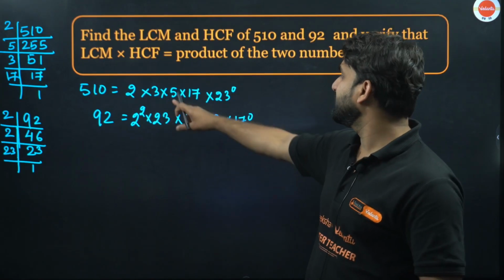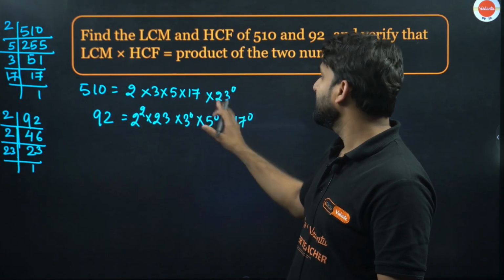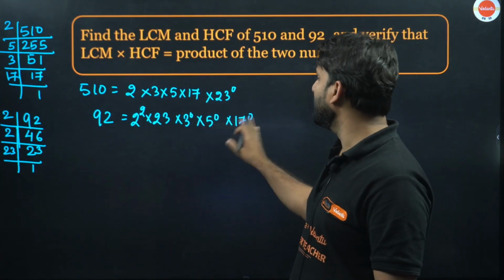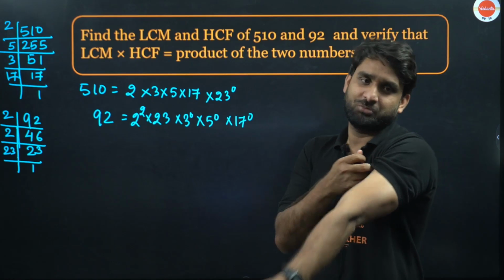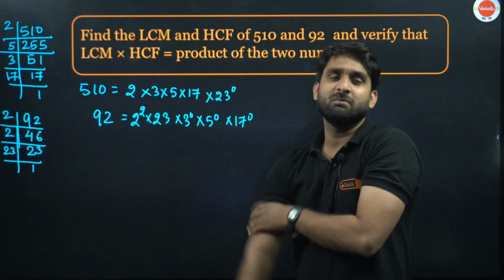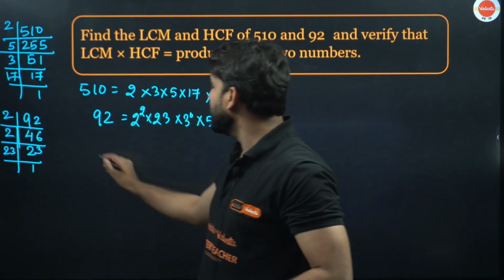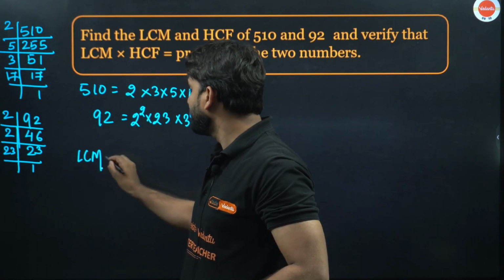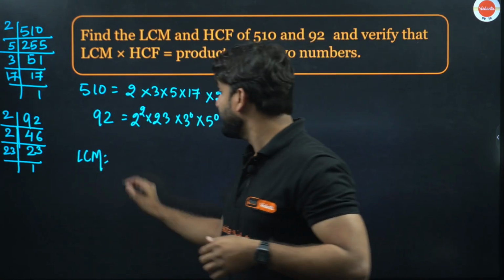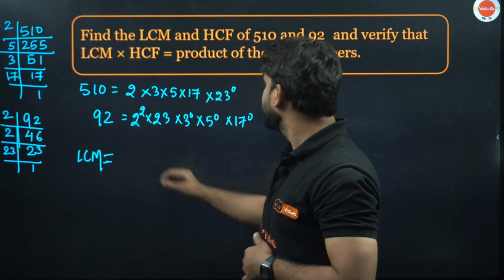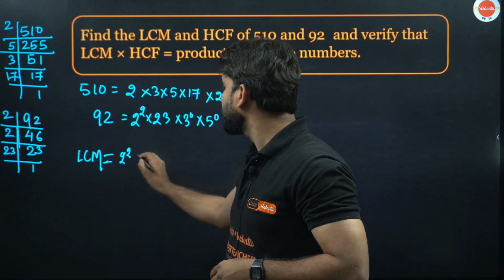2 is there, 2 is there, 3 is there, 3 is there, 5 is there, 5 is there. Yeah, it is a different thing. I know this power is 0, but the presence should be there. They should be visible in both prime factorizations. Now find out LCM. So LCM is least common multiple. For LCM, we take the greatest power. So 2 to power 2 will be considered.